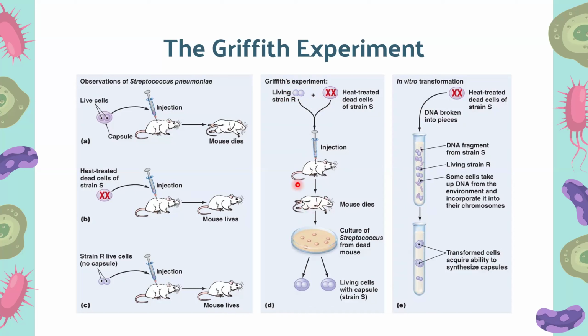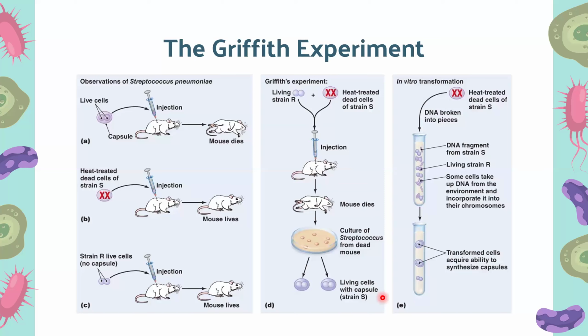And if you were to culture whatever it was that killed this mouse, you would notice that it's living cells with a capsule and it's strain S, the same one that was heat treated and killed right here. So it's not strain R that survived. Okay? Is that clear? Does that make sense?